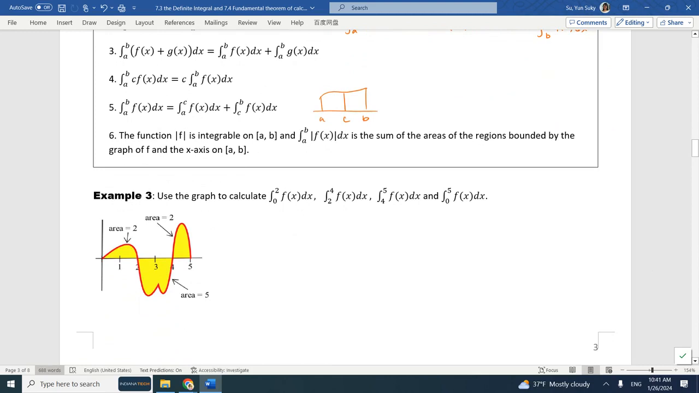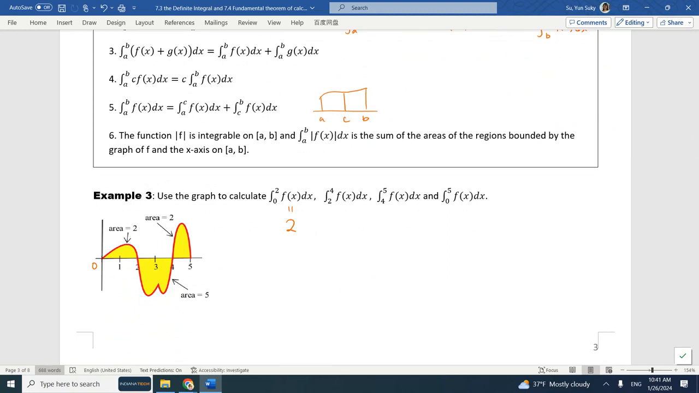Now, exercise. Use the graph to calculate the following. How about you guys take turns to answer my questions? What is the integral from 0 to 2 of f of x dx? 0 to 2, what's the area? 2, right? Yeah, so from 0 to 2, the area is 2. Okay, next. Will, what's the integral from 2 to 4? 2.